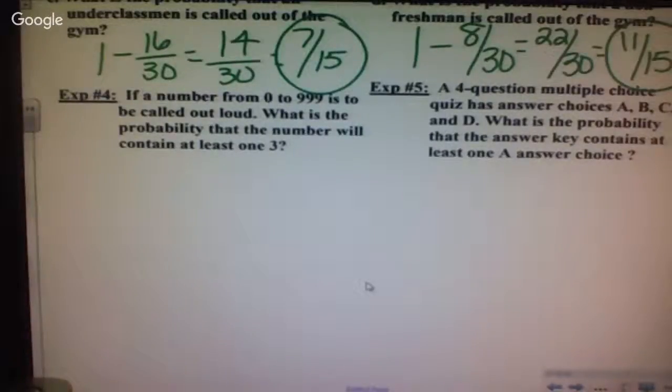Okay. If we want to talk complement with example number 4. Okay. So 1 minus. I want my answer to be at least 1/3. So what's opposite of at least 1/3?